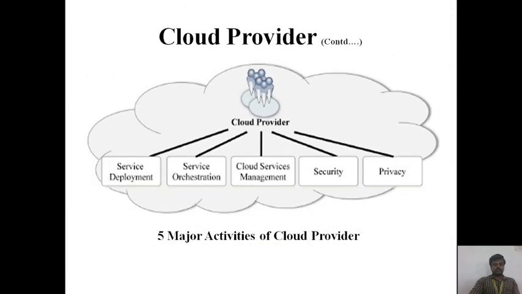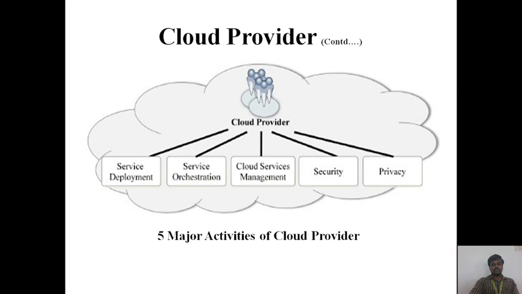So these are the five major activities in your cloud providers. First one is service deployment, then service orchestration, service management, security and privacy. Service deployment means how you are going to deploy that particular data and how you are going to run it. Service orchestration is how you are going to design and how you are going to create in an online manner. So that is your service orchestration.